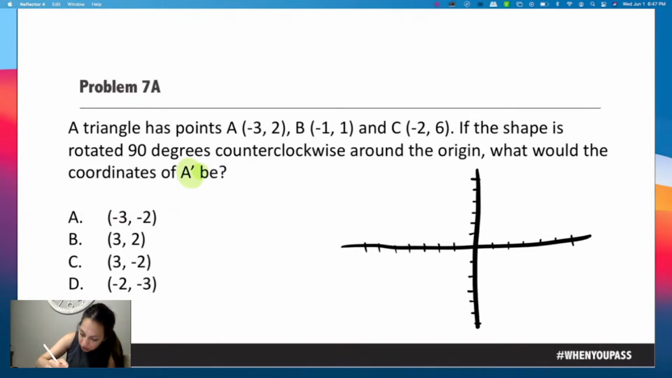Okay, -3, 2 is like right here. -1, 1 is like right here. And -2, 6 is right here. So here's my triangle. Okay. And we're rotating it 90 degrees counterclockwise. So we're going this way about the origin.